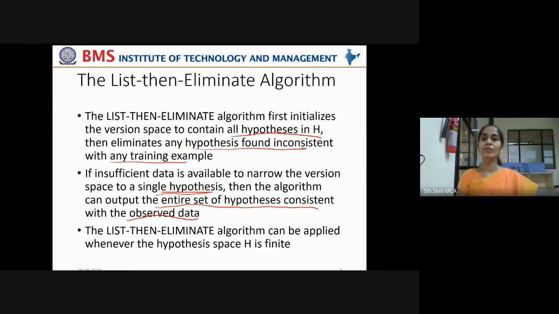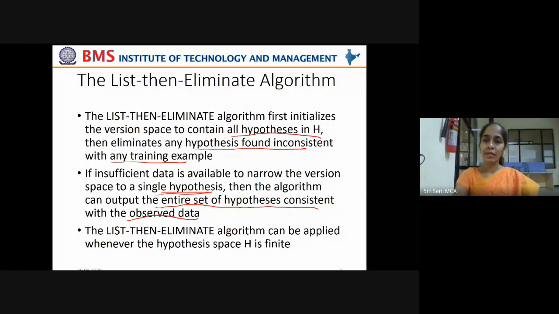So this works only for a finite hypothesis space. Remember, if there are an infinite number of hypotheses in the hypothesis space, you can't apply this algorithm because it involves too many iterations to eliminate the hypotheses that don't apply to the training examples. So you have to take a finite set of hypotheses for any given problem, and start eliminating each of them whenever it doesn't apply to the training example.